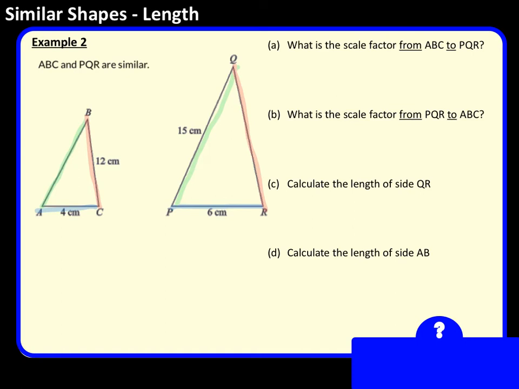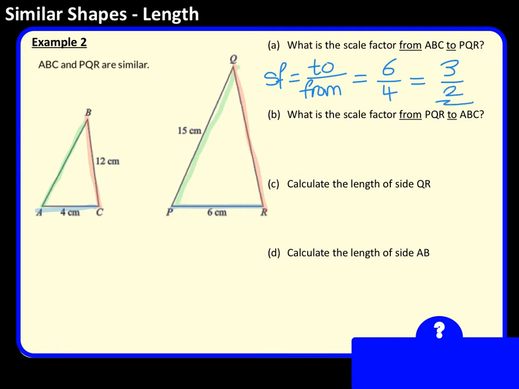Okay, so question A asks us what is the scale factor from ABC to PQR? So looking through the shapes, my corresponding side is the blue side. That seems to be the tradition so far. So scale factor is 2 over from. So I'm going 2 PQR, so 6 over 4, which simplifying gives me 3 over 2.